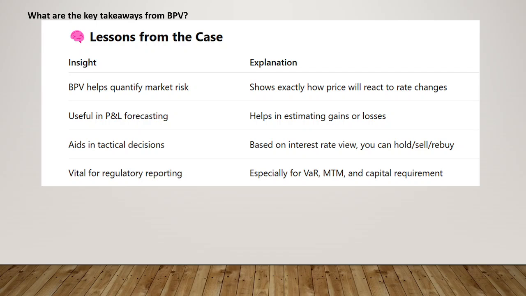4. BPV is crucial for making informed decisions in bond trading, risk management, and even regulatory reporting like value at risk or mark-to-market. 5. It also helps forecast profits or losses from expected yield changes. In short, BPV turns complex rate changes into simple, actionable numbers.